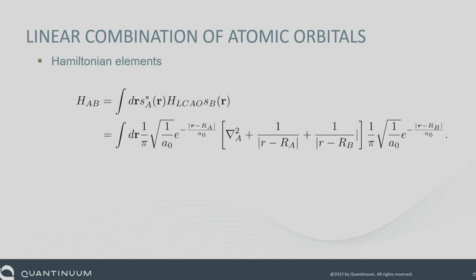You have this operator which is sandwiched by both of them, and you can see the operator now has the kinetic energy term. Remember, we're in a single electron picture here, so we have the kinetic energy of one electron, and then the interaction of that electron with the nuclei on the first hydrogen and the second hydrogen.